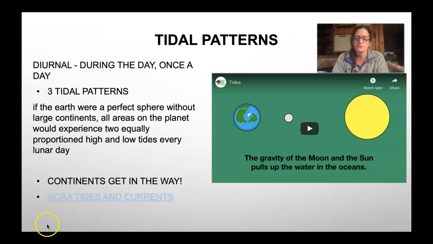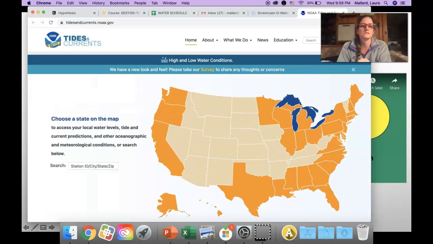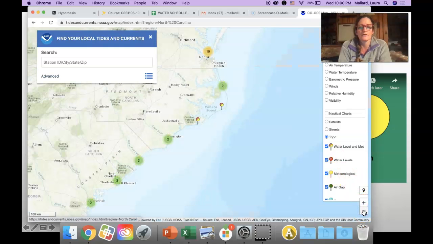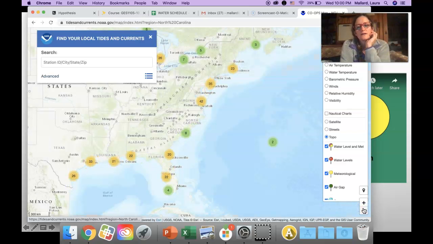NOAA has a really good website here that has the tides. So notice that you can only click on the bright orange states because they're the ones with coastlines. And the Great Lakes is in there as well as having a coastline. Let's click on North Carolina because that's where we are. And you'll get these funny shapes. If you zoom out, you start to get these numbers. And what those numbers represent is data points, numbers of data points.